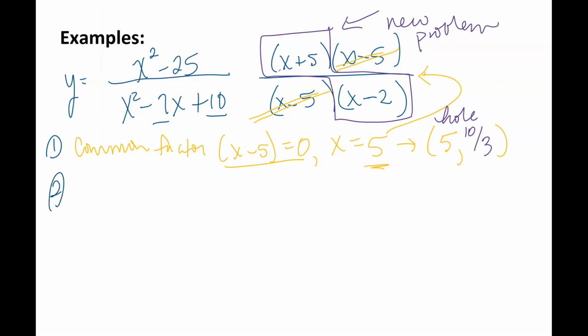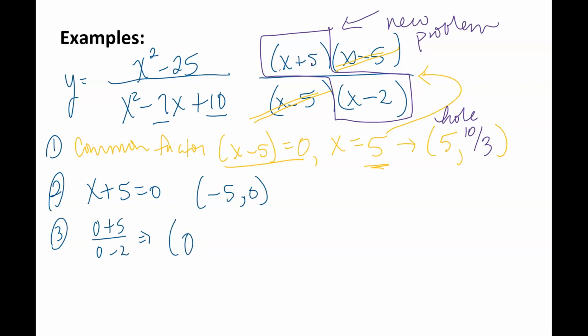Number 2, x-intercepts. You're going to set your new numerator equal to 0, and you're going to get the x-intercept of (-5, 0). Number 3, we're going to do our y-intercept. So that's where we plug in 0 for all remaining x's. So 0 plus 5 over 0 minus 2. So my y-intercept is at (0, -5/2).